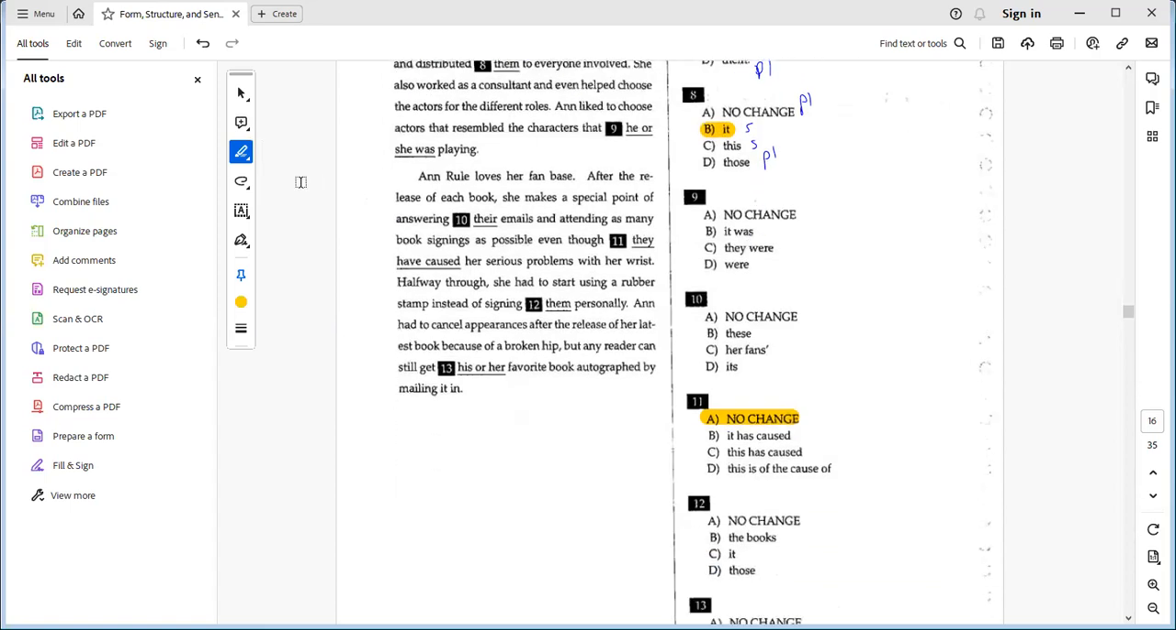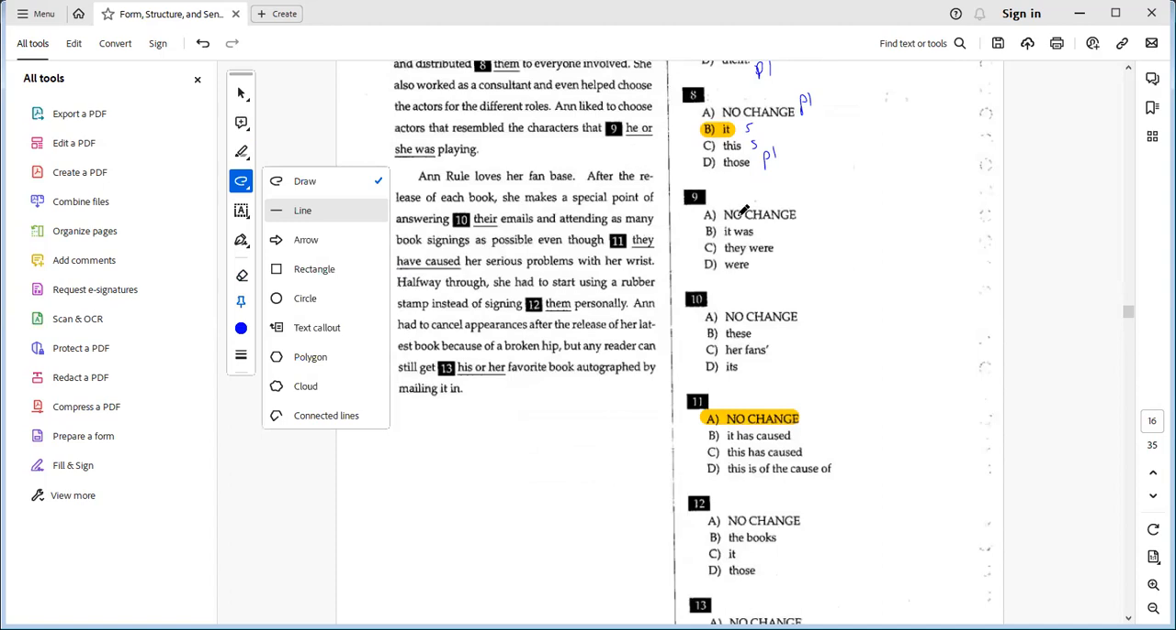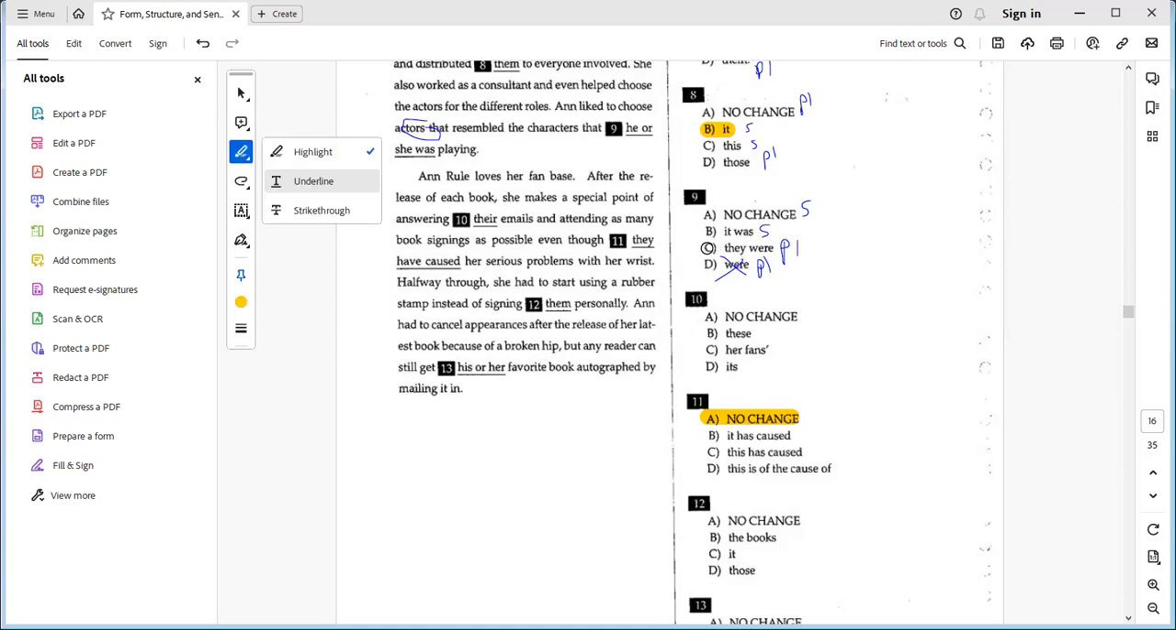Number 9. Here singular. Here singular. Here plural. Here plural. So let's find. And like to choose actor that resembles the character that playing. Okay. So now we're talking about actors. So we need plural here. So I have they were or were. Were is only the verb. So we can't say they were. So it must be that they were. So the answer is going to be C.